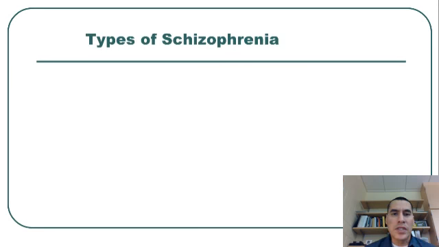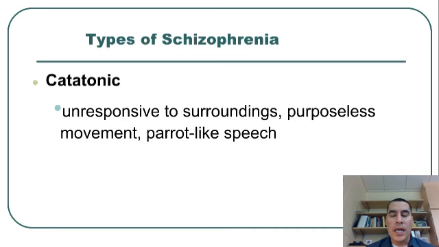Now let's look at a couple types of schizophrenia. First type we're going to look at here is what we call catatonic. When a person is in a catatonic state, they're basically unresponsive to their surroundings. They may have movements, but it's oftentimes very aloof, purposeless, with parrot-like speech. Oftentimes what happens is the severity of the disorder gets to the point where the individual just cannot respond anymore to their environment, and the result is this catatonic state.